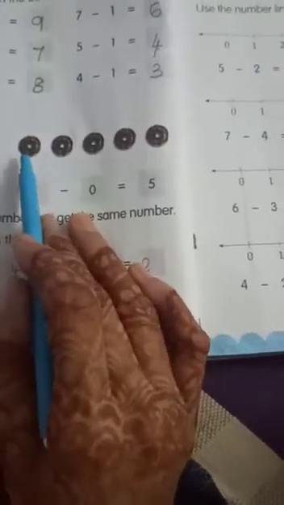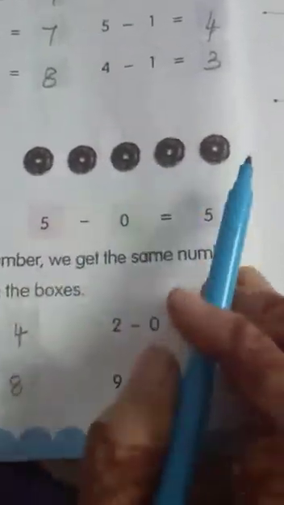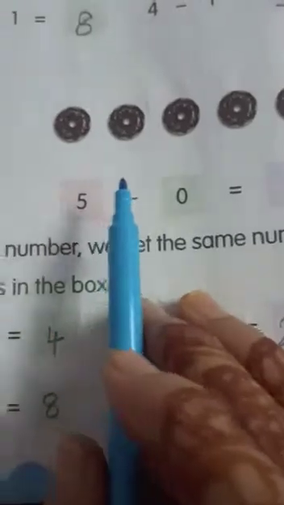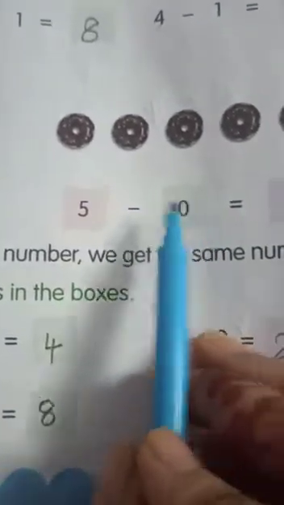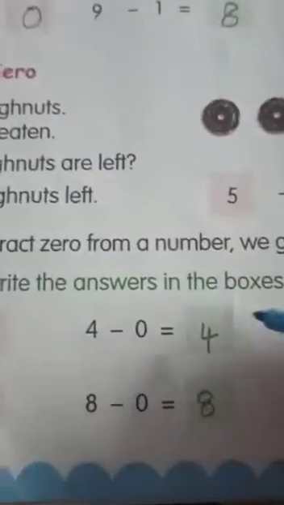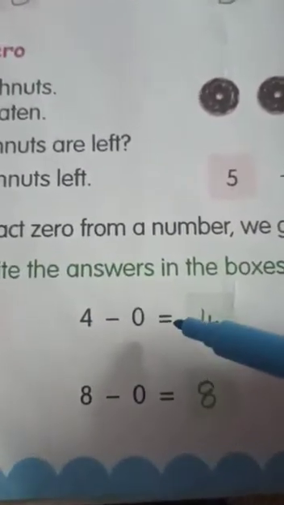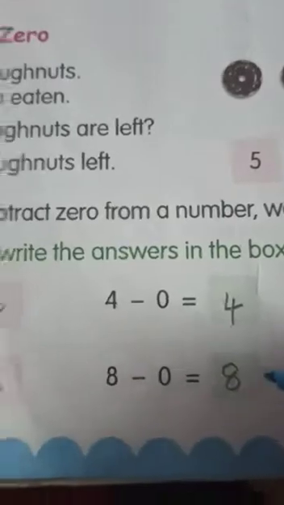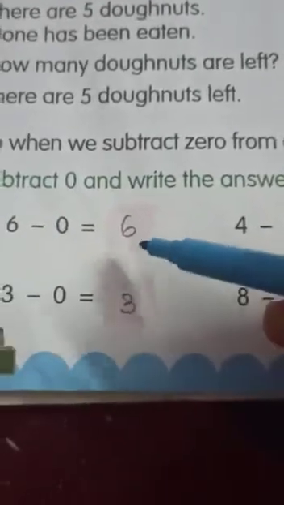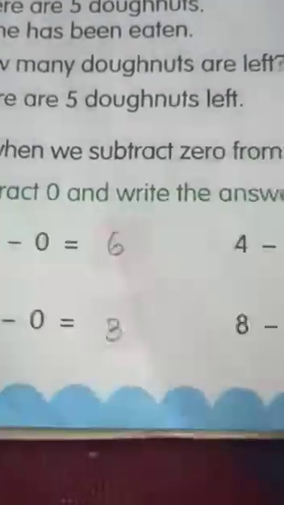Next, subtracting 0. Here you see there are 5 donuts. 1, 2, 3, 4, 5. None has been eaten, which means 0. 5 minus 0 is 5. So when we subtract 0 from a number, we get the same number. 4 minus 0 is 4. 8 minus 0 is 8. 6 minus 0 is 6. 3 minus 0 is 3.